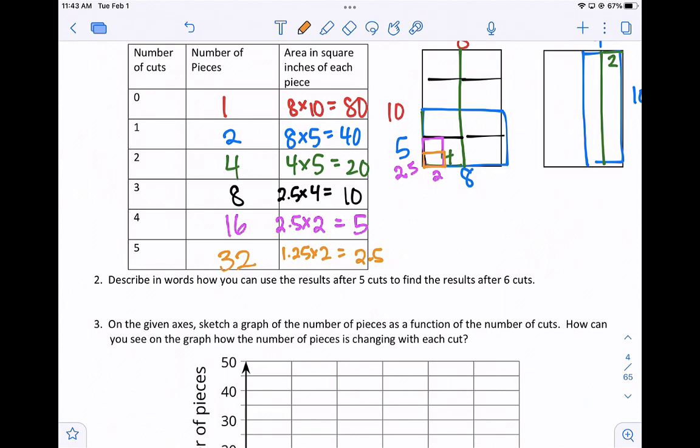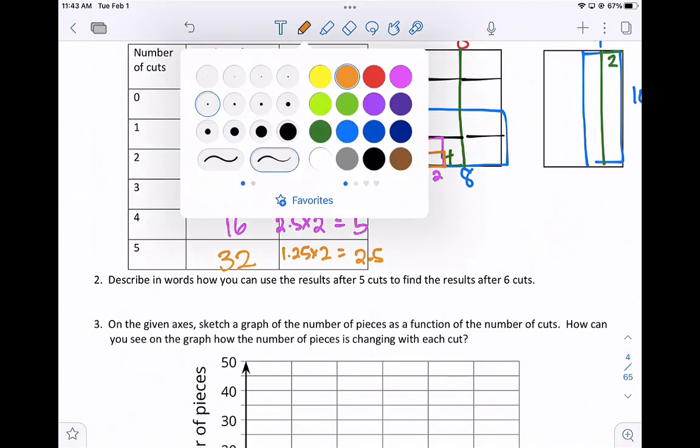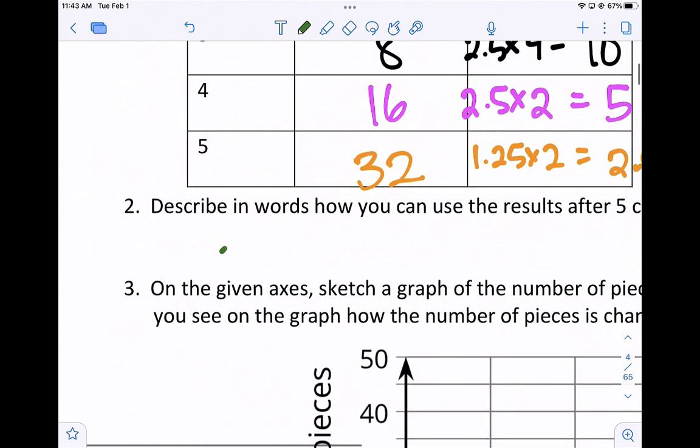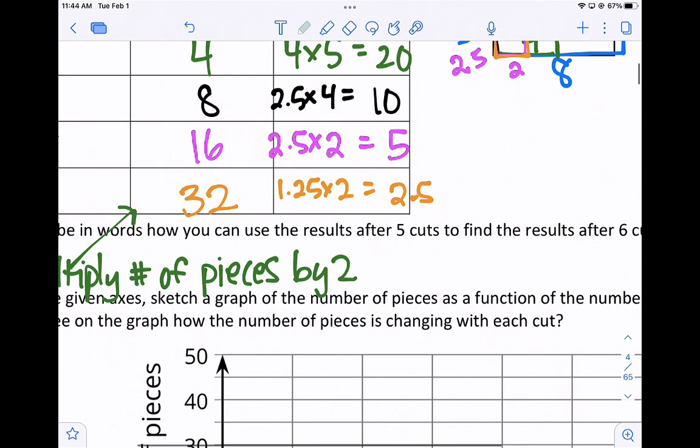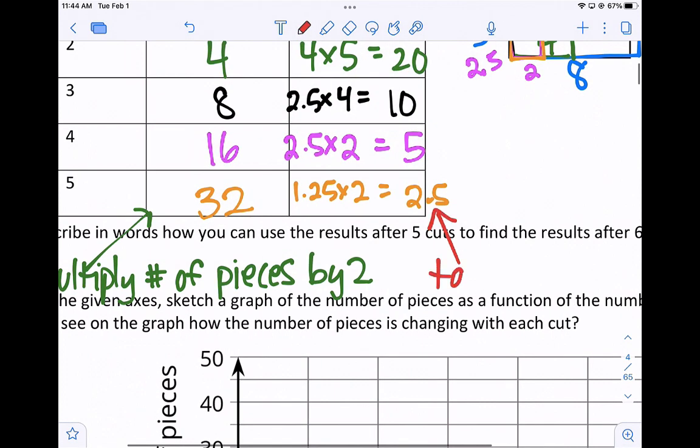Describe in words how you can use the results after 5 cuts to find the results after 6 cuts. So the number of pieces, you can multiply by 2. So multiply the number of pieces by 2. But over here, you take this area, so you take half of the area.